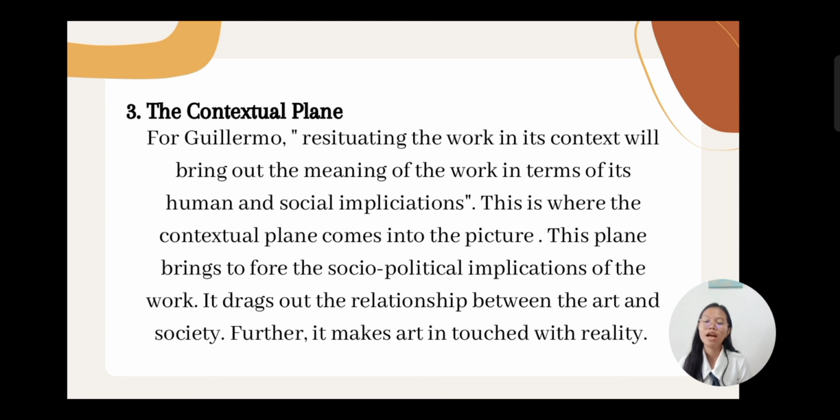This is where the conceptual plane comes into the picture. This plane brings to fore the social political implication of the work. It drags out the relationship between the art and society. Further, it makes art in touch with reality. So the conceptual plane is where we put the work to its context and the relationship of art to its society.